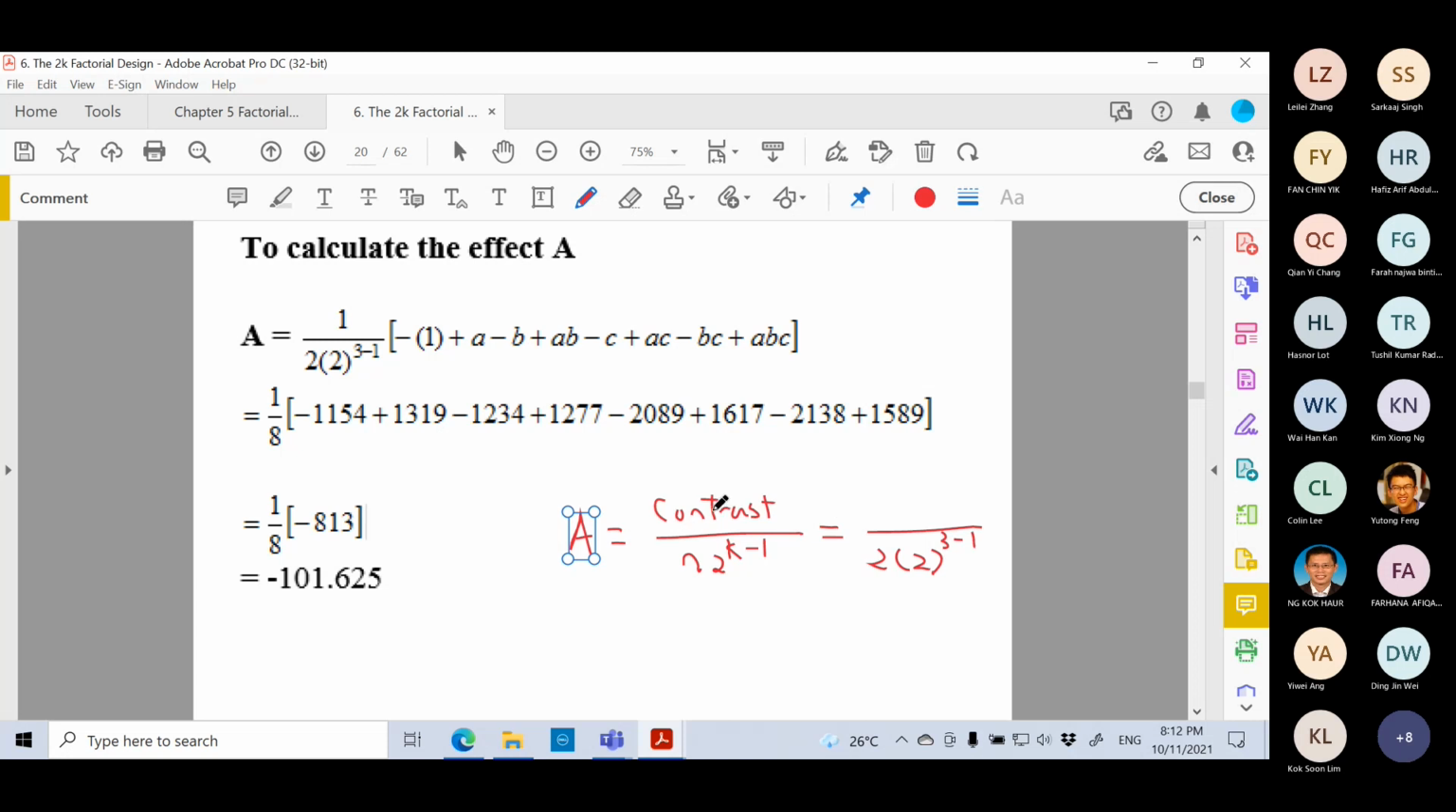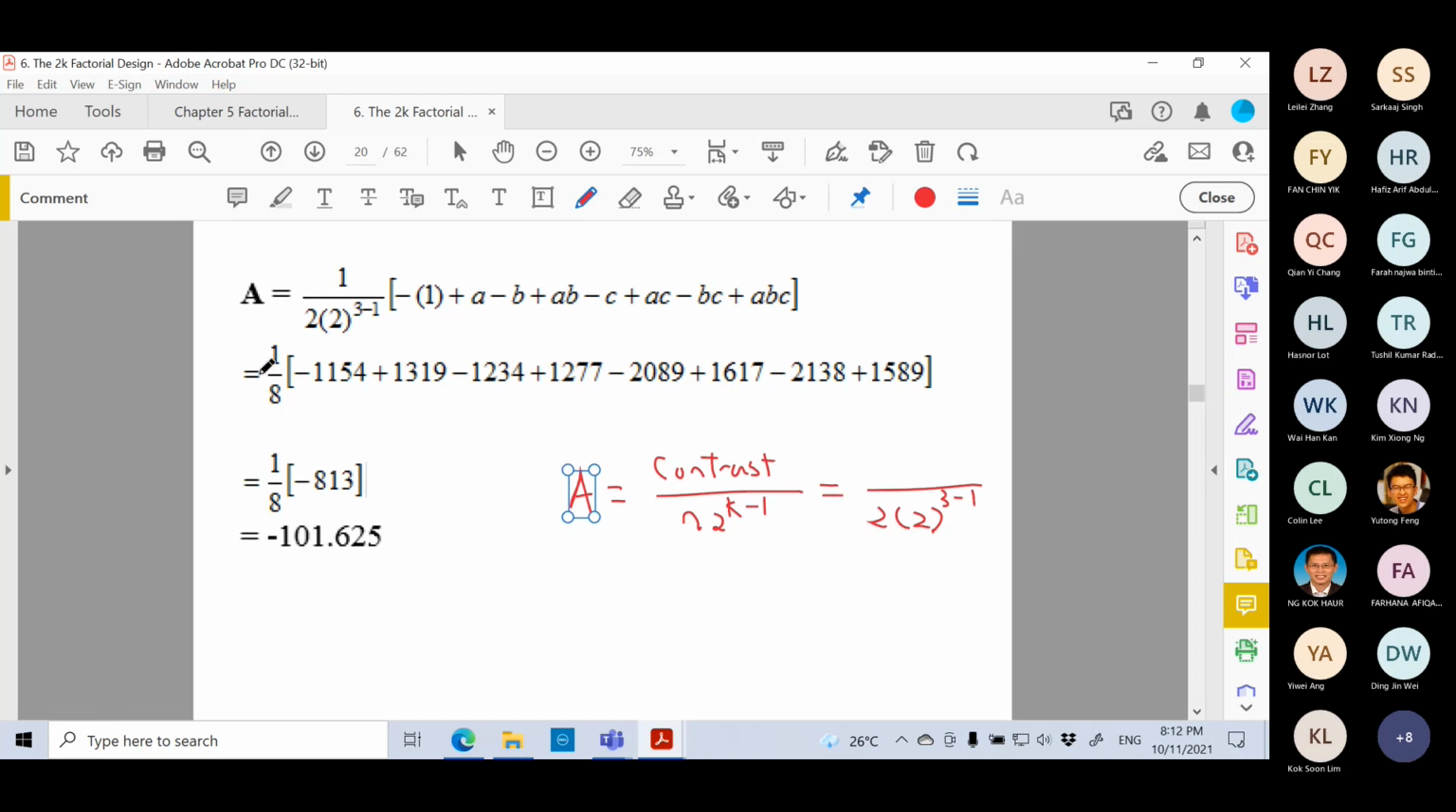Then here will be the contrast for factor A. You just substitute the total for each one. Then you calculate the factor A effect, which will be -101. Okay, so there is a negative effect. If you increase from the low level to the high level, the effect is negative. So this is the effect of A.